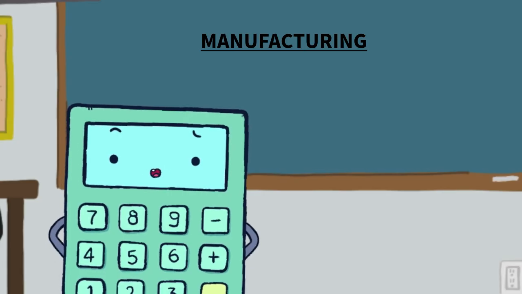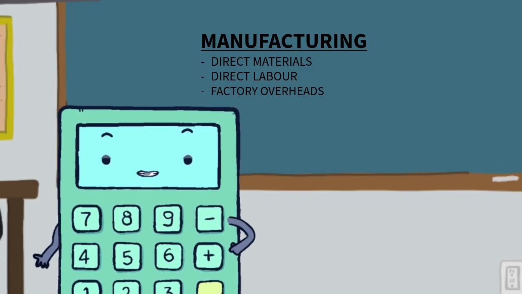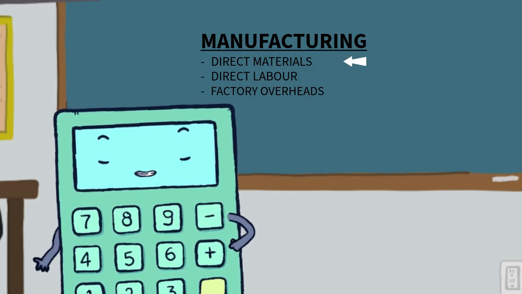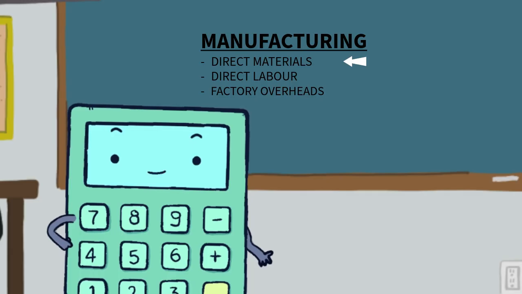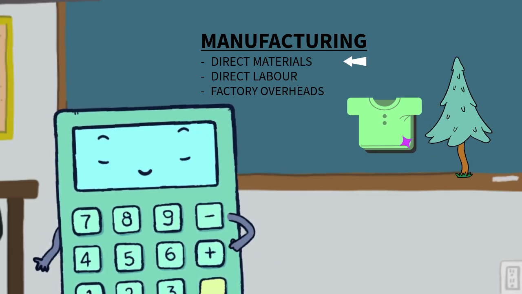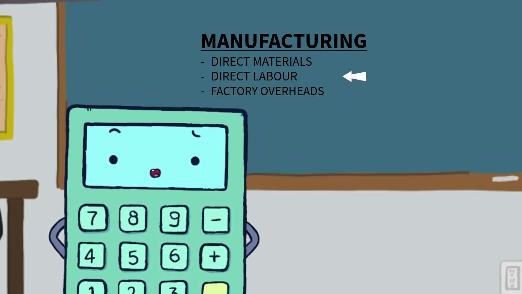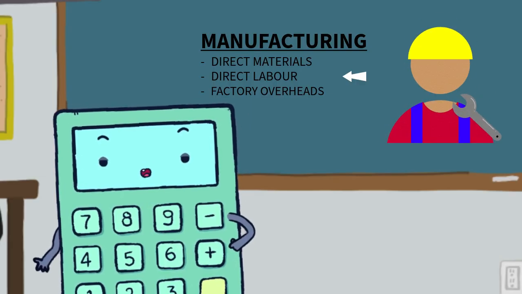So we're going to look at the elements that make up the costs associated with these manufacturing businesses. First, you have the direct materials, and these are the raw materials that are used to physically make the product. These would be like wood for furniture or fabric for clothes. Another aspect of this would be the direct labor associated with it, which is the workers that work to make the finished product.